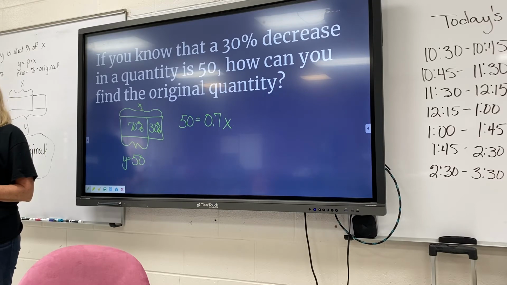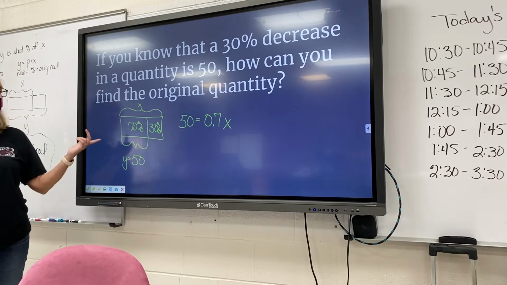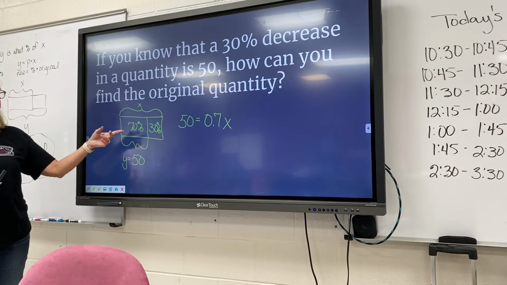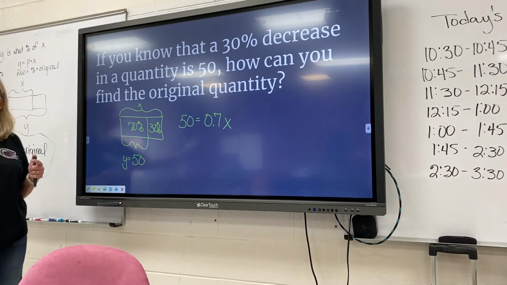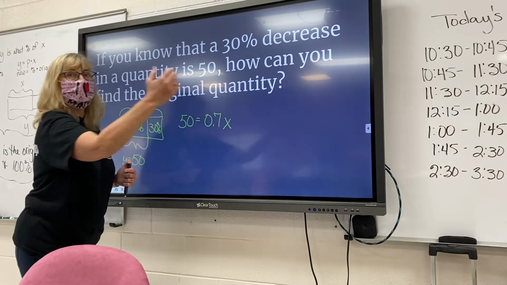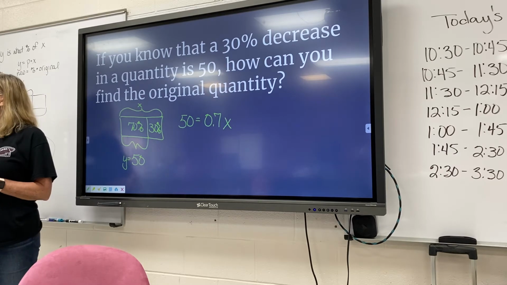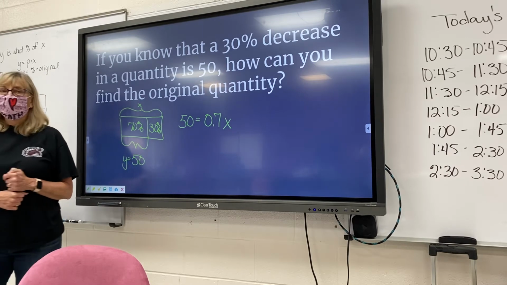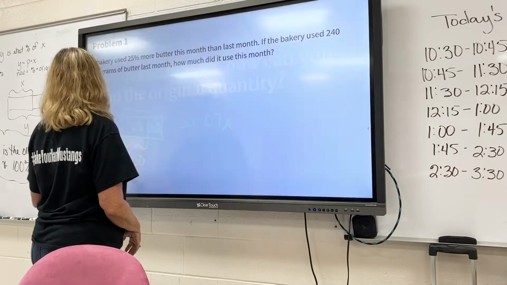And you just got to ask yourself, is it a decrease or increase, and what does that look like? That's a decrease. An increase adds a piece on. If you're using the double number line, a decrease takes it to the left of the 100. If it's an increase, it takes you to the right of the 100%. Everything is based off of the X 100%. All right, let's try some practice problems.